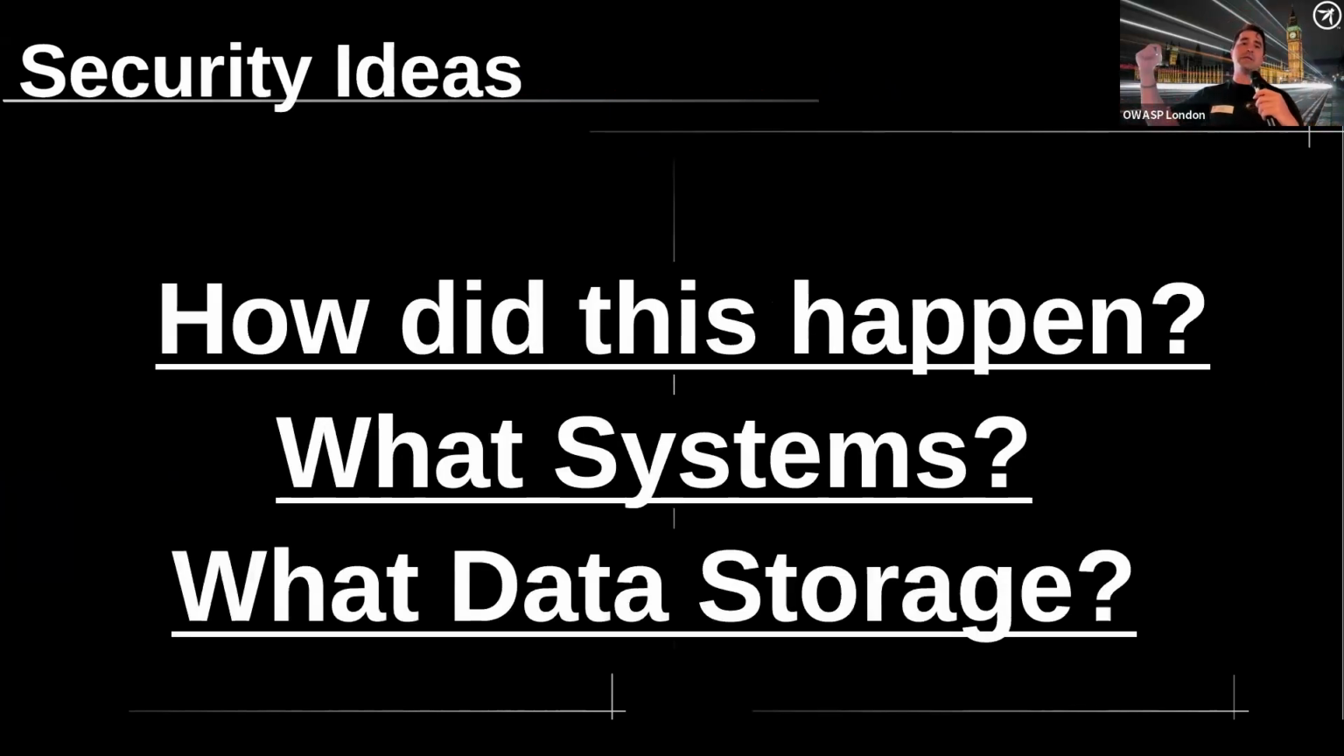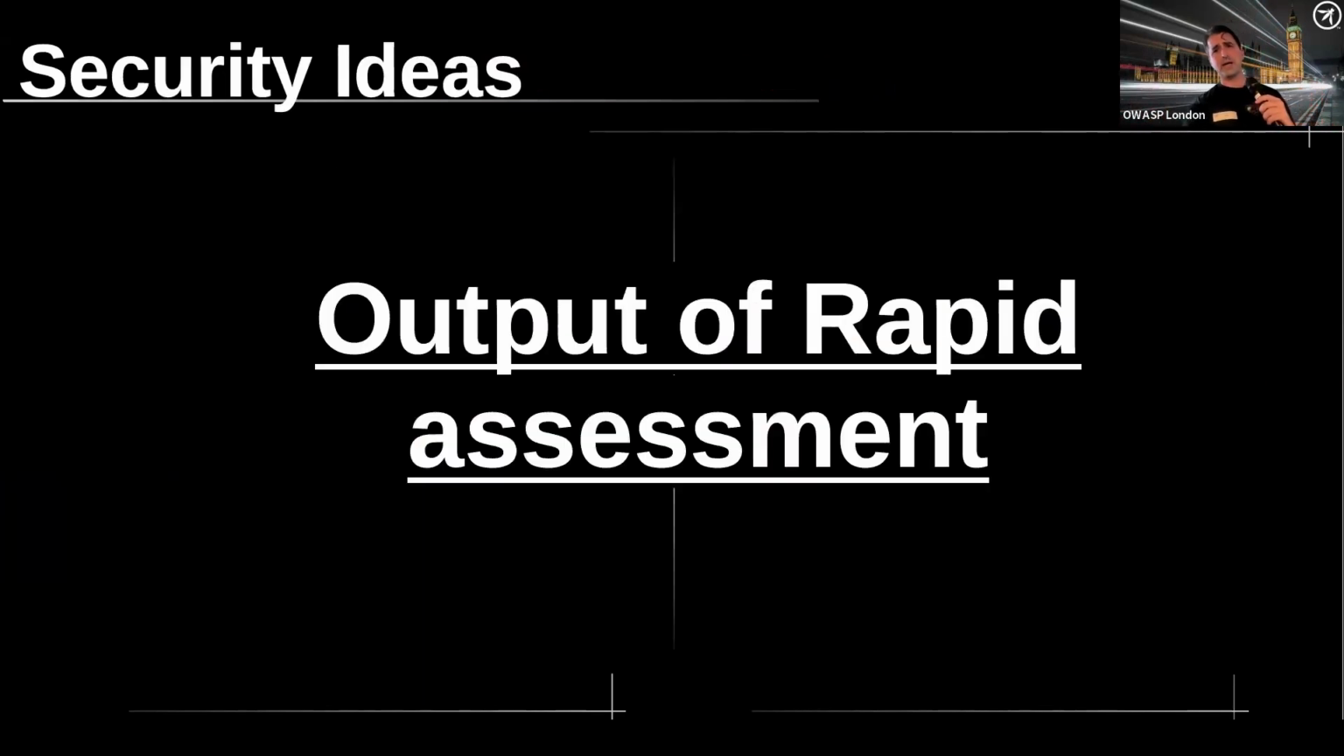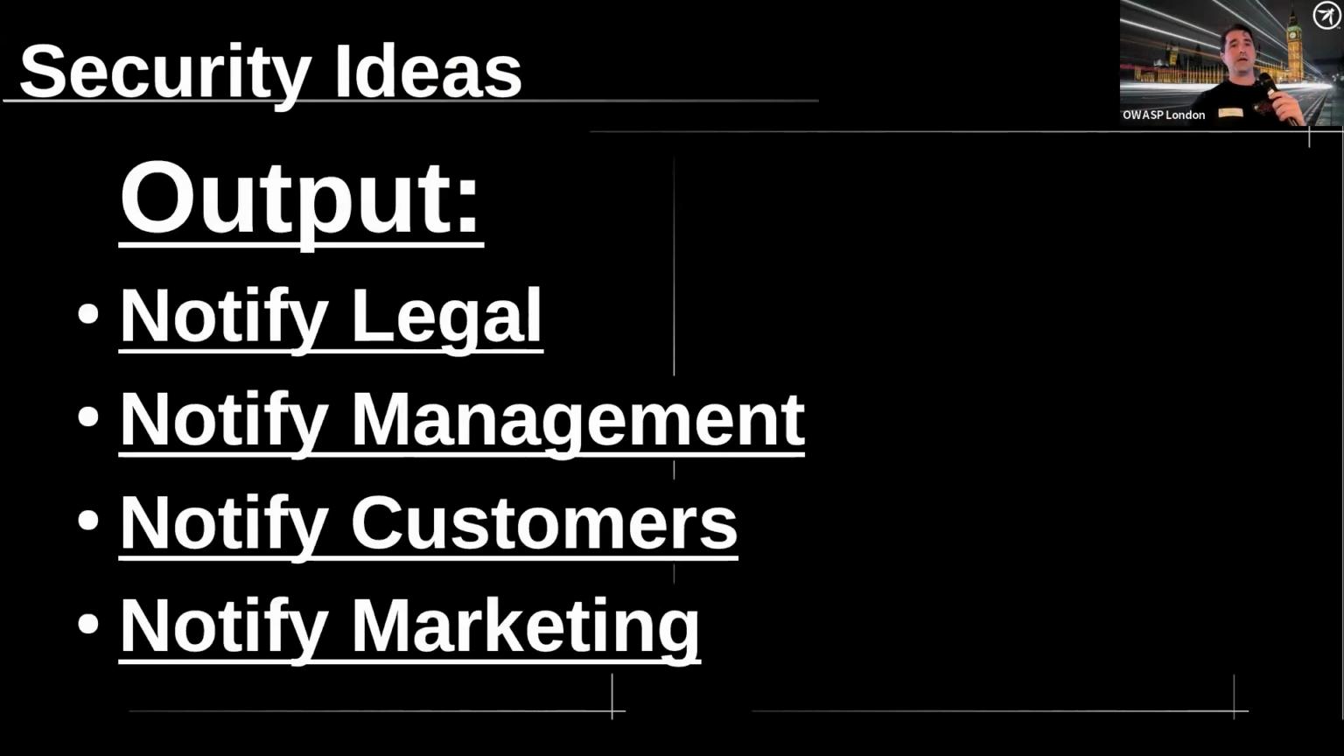You're looking at, how did this happen? What systems got hit? What data? What storage? This is where you sit down with your team and start understanding what has just happened. So out of the rapid assessment, look at notifications. Who are you sending this to? Legal, management, customers, marketing. And this is where hopefully you've thought ahead months beforehand.